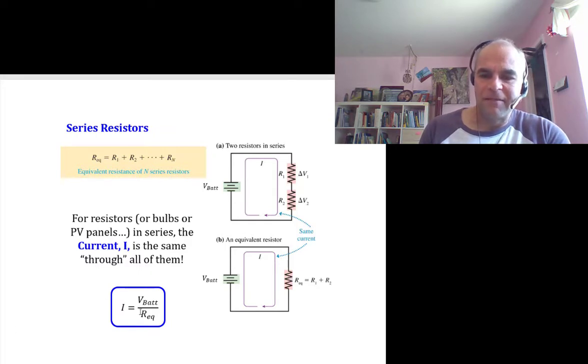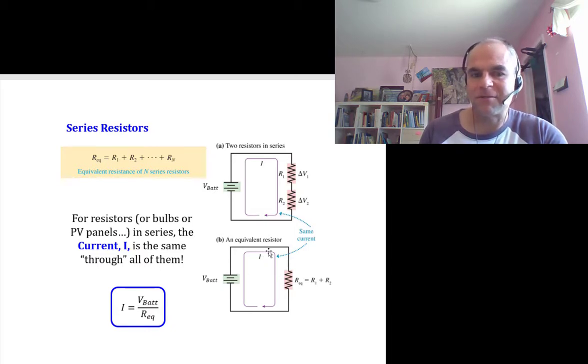But given that, the current through any resistor, which is the current through the entire circuit in this case, is going to be the battery voltage divided by the equivalent resistance. That'll tell you how much current is flowing through everything. And it has to flow through everything because it's a series circuit. It's easier than the parallel case. In the parallel case, you had multiple different currents. Here you just have one.